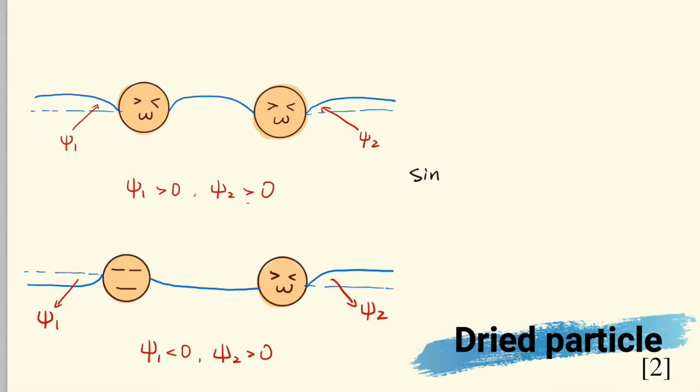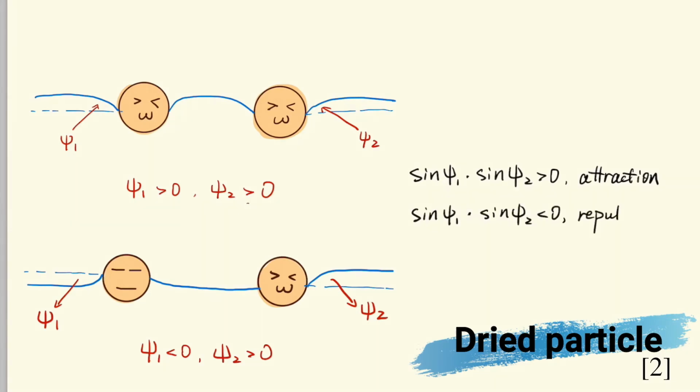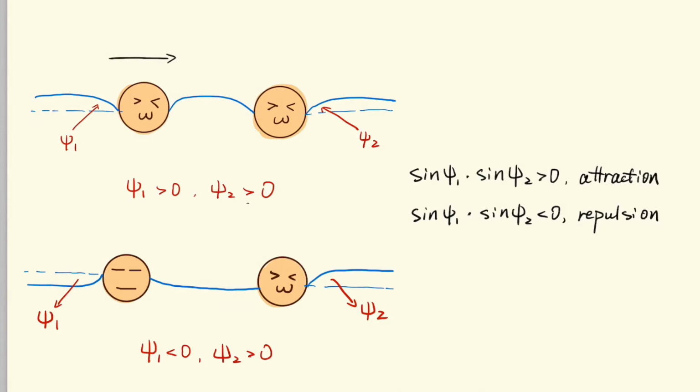For dry particles, the binding force is the surface tension. When particles interact with water, the interaction could lead to attraction or repulsion based on the two angles shown on the screen. When two angles are both positive, the particles will attract to each other.